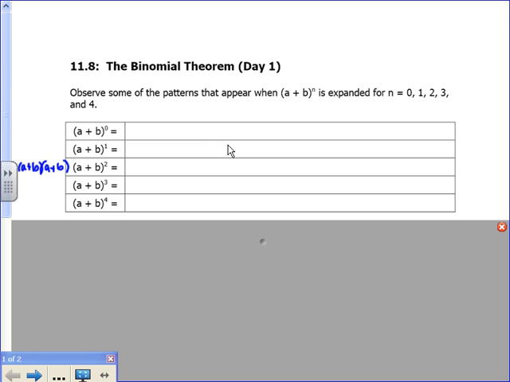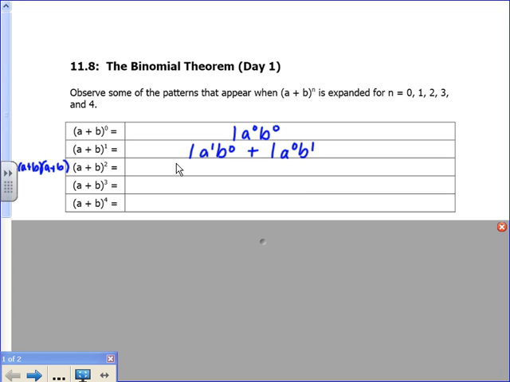Now, if you expand out (a + b) to the 0 power, anything to the 0 power is 1. That means that both of your variables in here, a and b, are raised to the 0 power. Because again, anything to the 0 power is 1. This whole thing just equals 1. Okay, now here, we're going to have 1a to the first power b to the 0 power, plus 1a to the 0 power b to the first power. Again, this is not going to make much sense until we talk about some of the patterns that we're going to see.